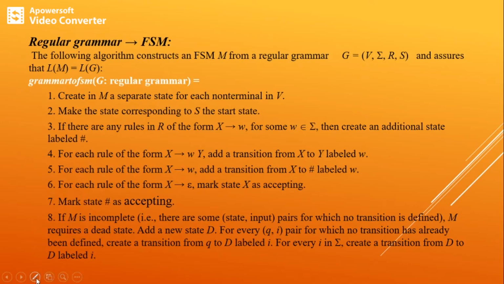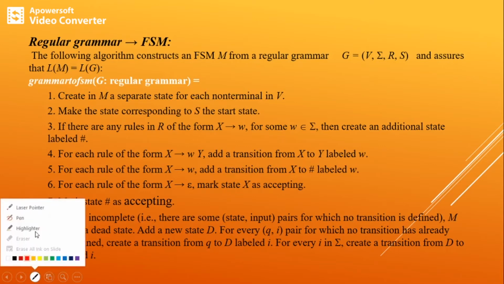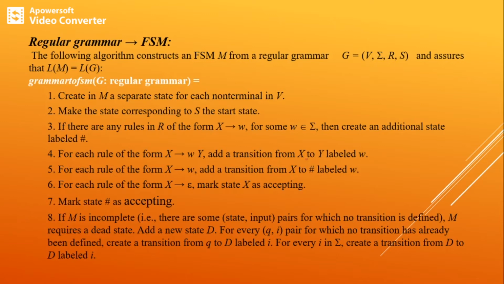First of all, the first step says create in M a separate state for each non-terminal in V. For example, if the grammar is something like this: S gives epsilon, S gives AT, and T gives A. This is a grammar. Here the rules are S gives epsilon, S gives AT, T gives A. All these are the rules. There are three rules. That's why grammar is nothing but a set of rules.